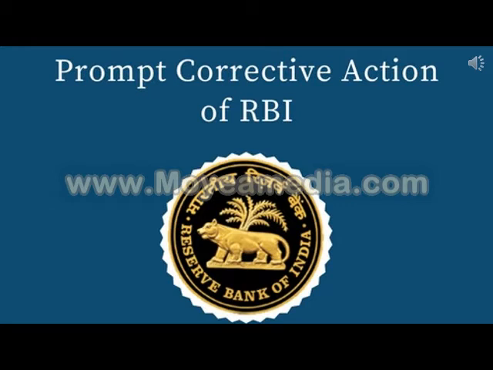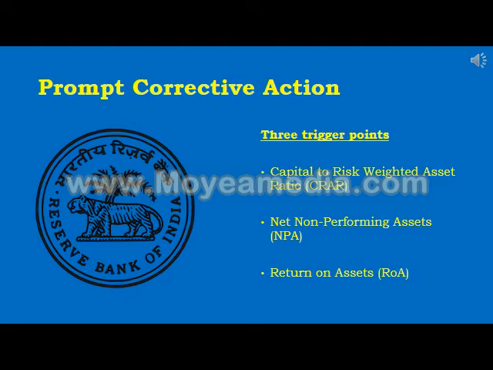All these controversies started after the RBI introduced the revised PCA framework for banks in April 2017. Prompt Corrective Action 2 is a framework to measure the commercial banks' financial condition. It has 3 trigger points. Based on the trigger point levels, the RBI will intervene with corrective action on the banks.